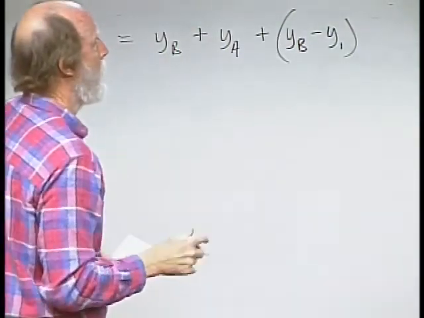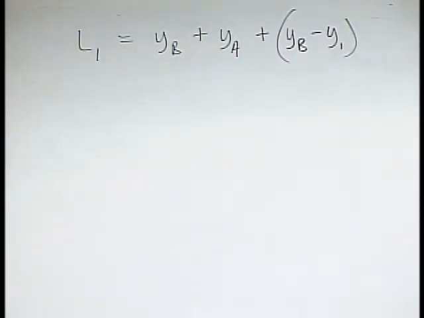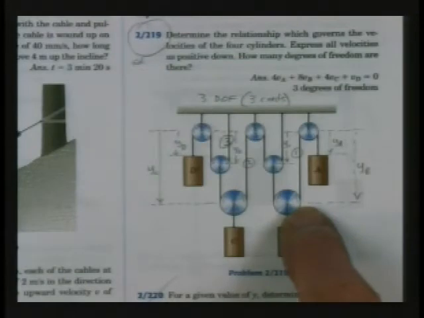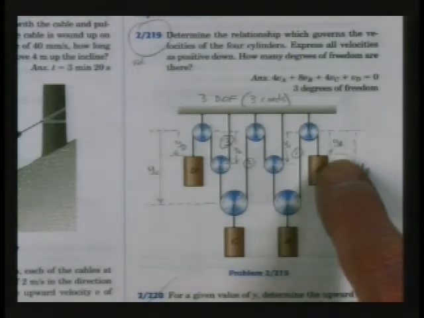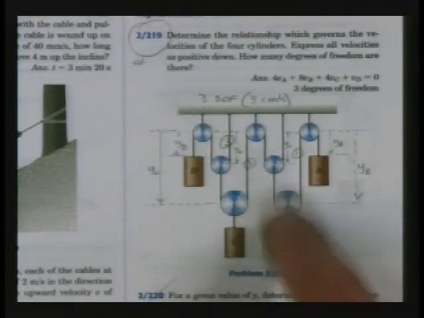Now, anything else on that right-hand cable? We have y sub b from this pulley up to the top, and we have y sub a, and then we have y sub b take away y sub 1, right? Plus some constants.